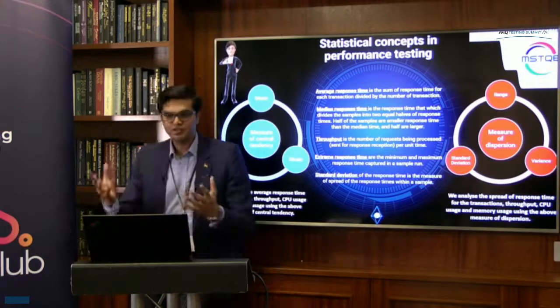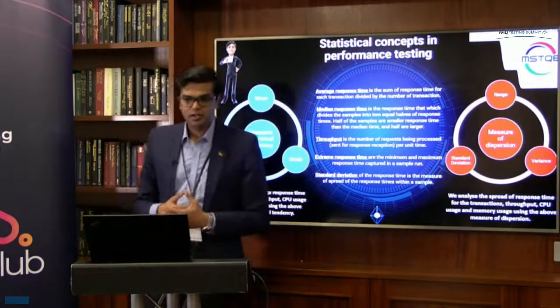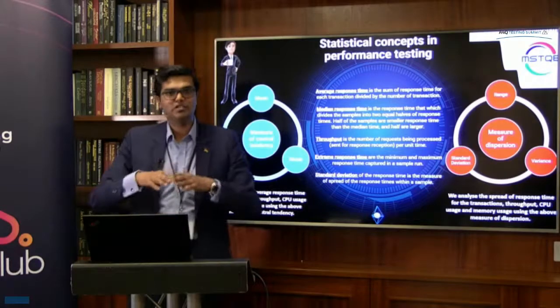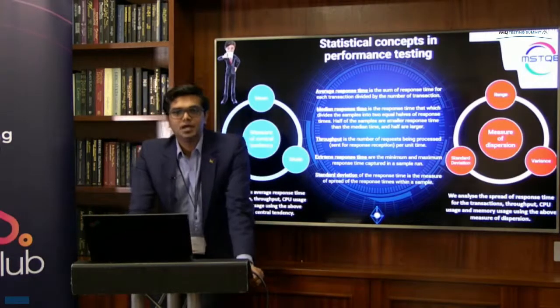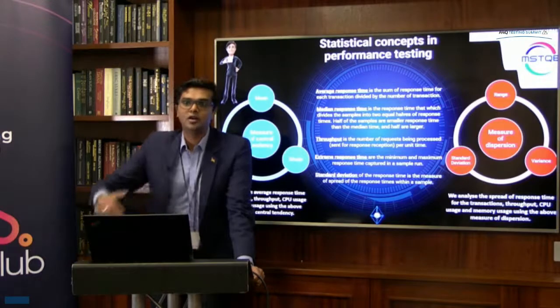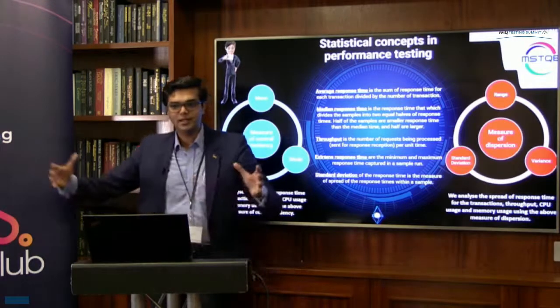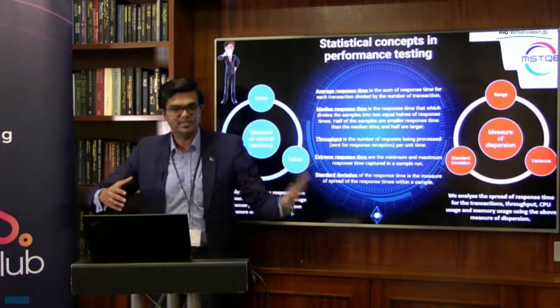And now the measure of dispersion. Dispersion is about the spread of the data. Again, let's say we have 10 users doing a certain transaction in 10 seconds, and the 11th user is doing it in over 100 seconds. So we have a spread between, let's say, 0 and 100.